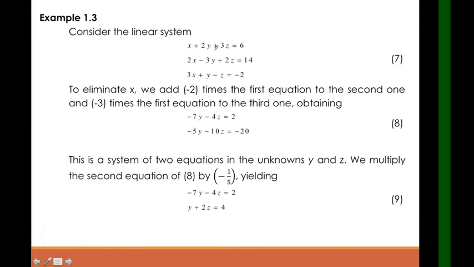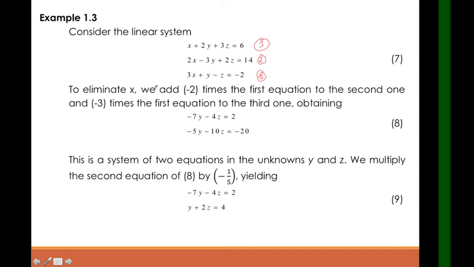So, we have x plus 2y plus 3z equals 6. 2x minus 3y plus 2z equals 14. 3x plus y minus z equals negative 2. This is our first, second, and third equation. Let us use the first equation to subtract from the second and third.